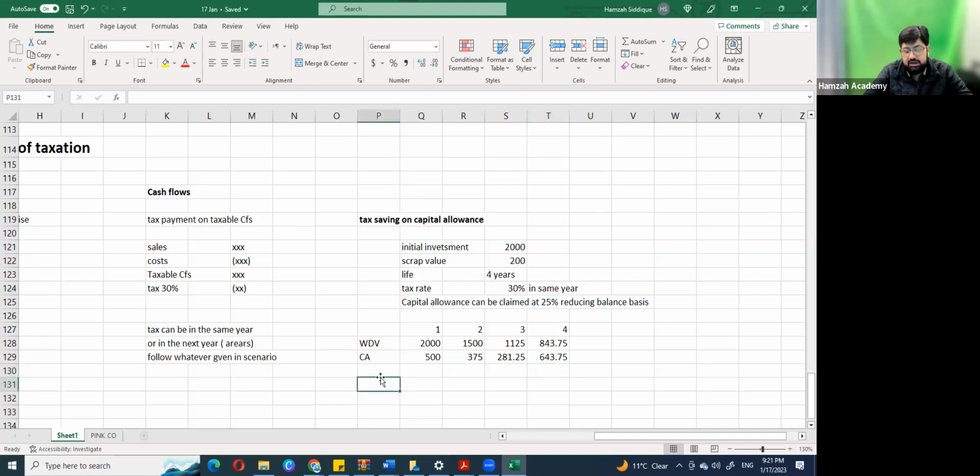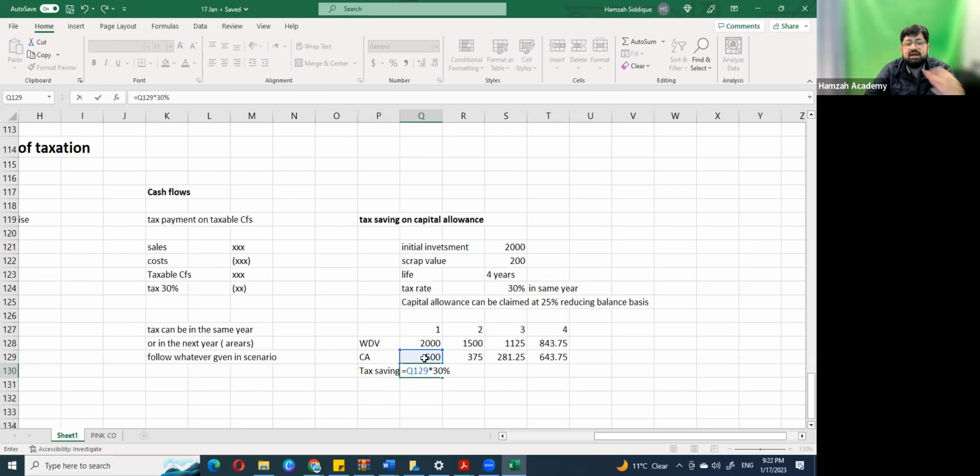Right. Now, tax saving, we need to calculate tax saving on capital allowance. How to calculate that? Very easy. They said tax is in the same year. So same year. This into 30% tax rate. Capital allowance into tax rate.